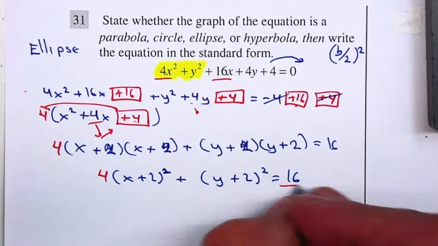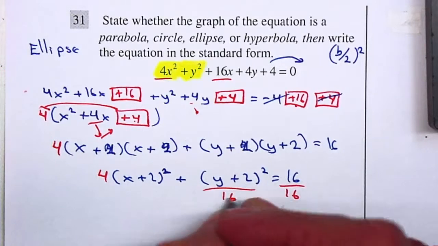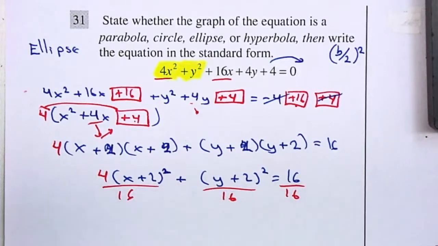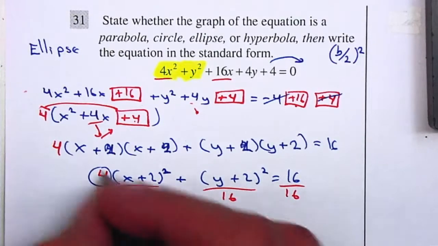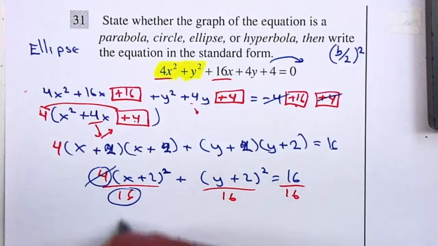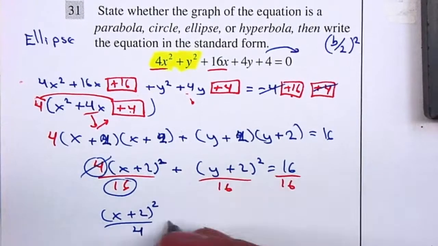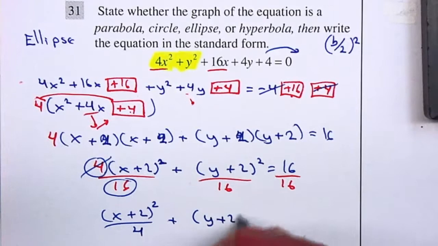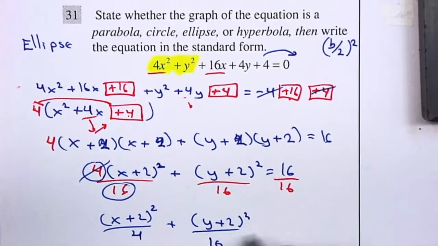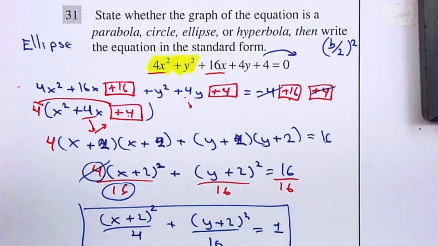So therefore, I'm going to divide by 16, divide by 16, divide by 16. I'm going to reduce my fraction, divide by 4, that cancels. So I have x plus 2 squared, and divide by 4 gives me 4. I'm going to go ahead and rewrite this, nothing to simplify. y plus 2 squared over 16 is equal to 1. And that is the standard form of an ellipse.